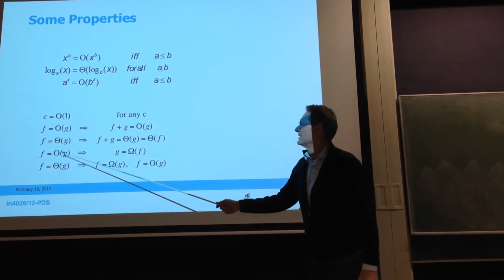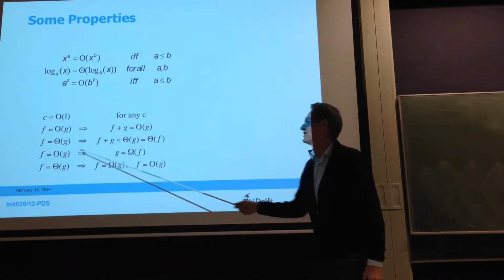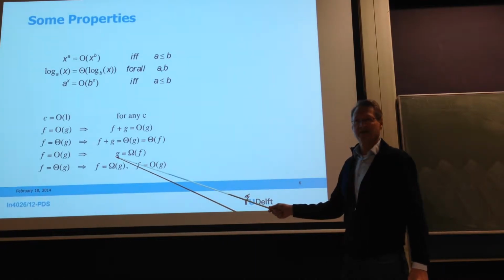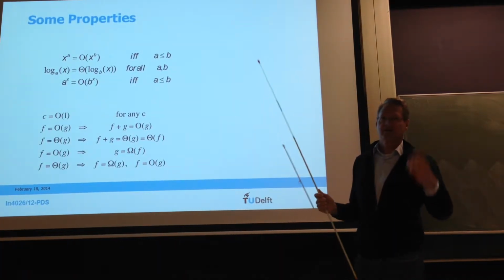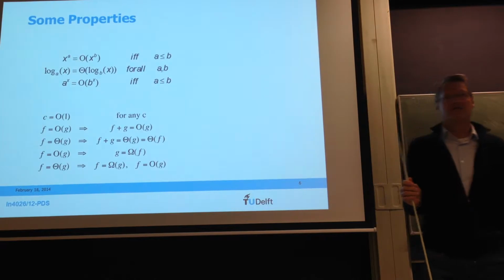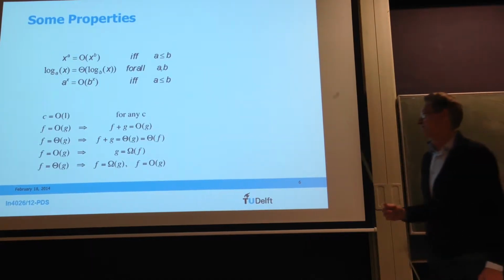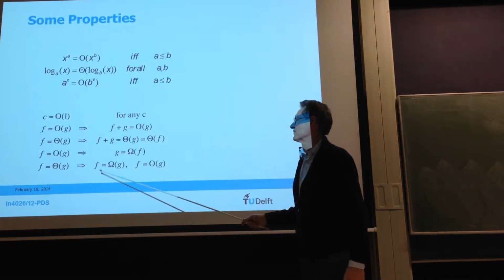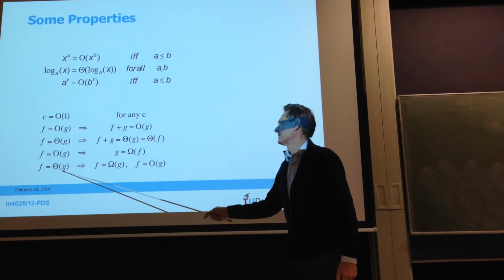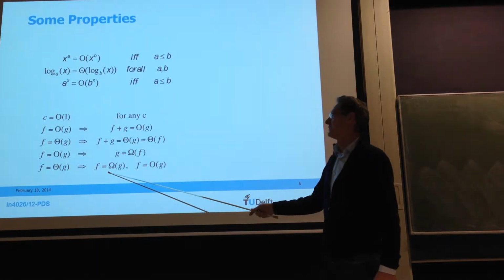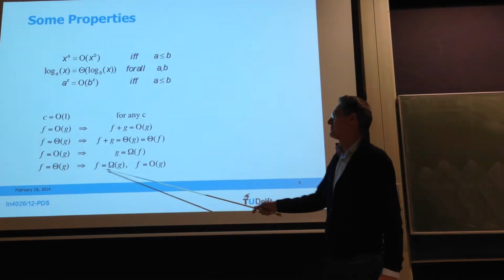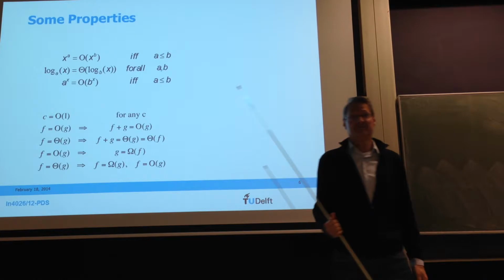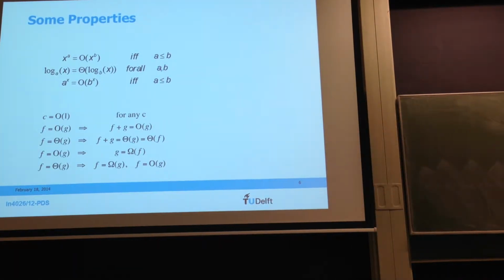More importantly, if f is upper bounded by g, it follows that g is lower bounded by f. So you can reverse, take the inverse of the function. And of course, you can split this one in the two halves. If f is theta related to g, then it automatically follows that g lower bounds f, but it also upper bounds f. Sounds a little bit abstract, but it will come to life if we're going to use it for real systems.